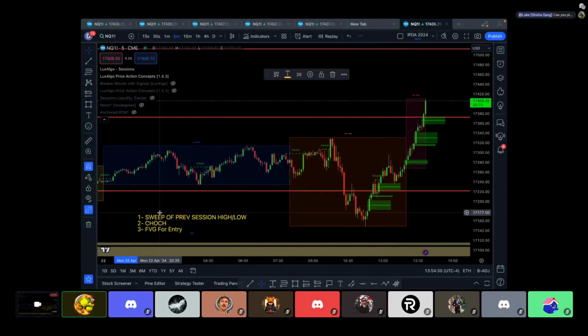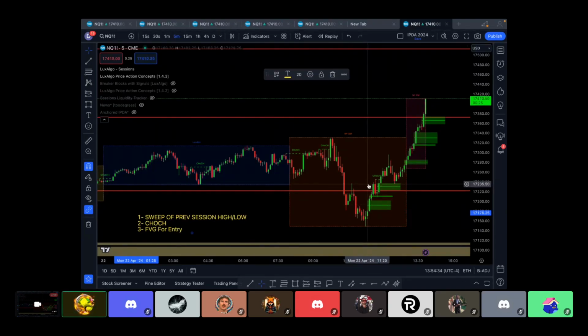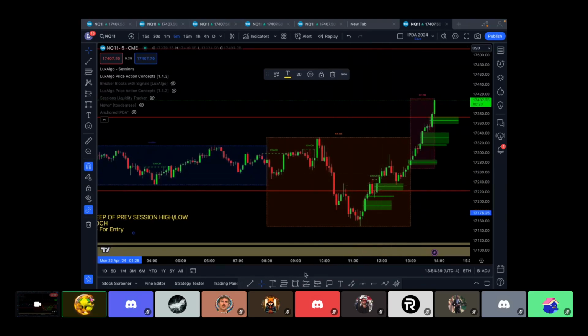I'm excluding the last part. If there is one, it's beautiful, but I'm not entering at it. I'm not entering at the FPG. I'm entering at the church candle, right now on this candle. And then same thing here. You enter here.